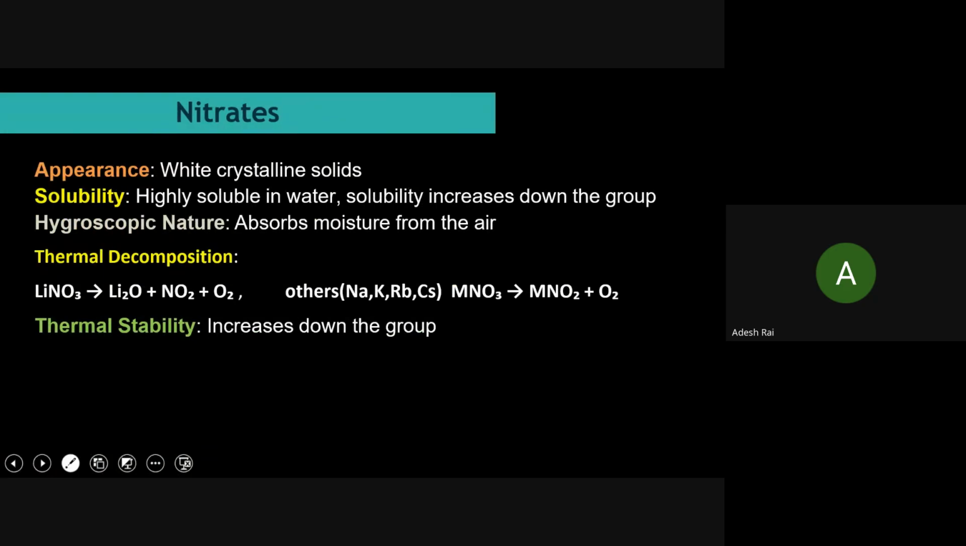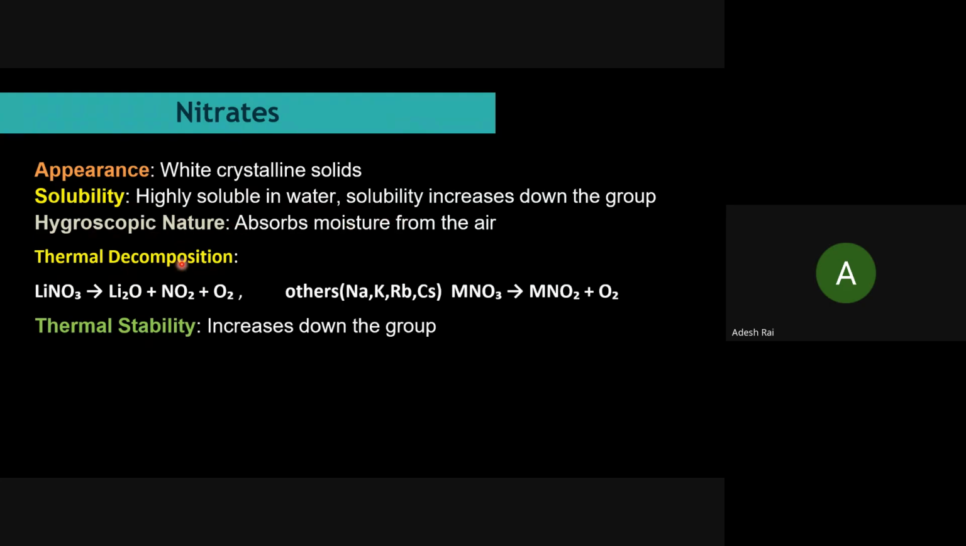Nitrates. Again, for nitrates there are a few points that I would like to add. Just read this. The nitrates are white crystalline solids. Sulfides were whitish or yellowish solids. These are white crystalline solids. Solubility: they are highly soluble in water, and solubility increases down the group. They are hygroscopic in nature, that is, they can absorb moisture from the air.